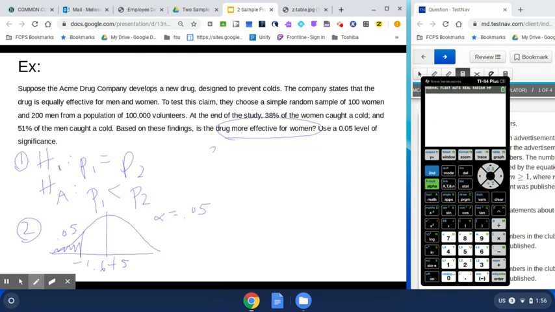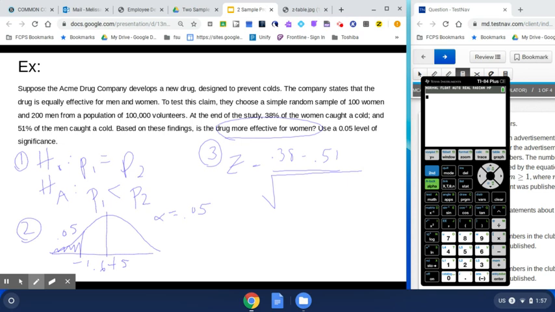All right, step number 3. In order to find the z-test statistic, I would take the first sample proportion, which for women was 38%, minus the proportion of men, 51%. I would divide that by the square root of the combined proportions.